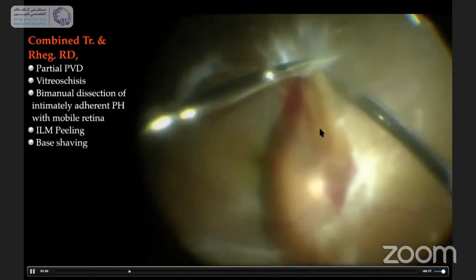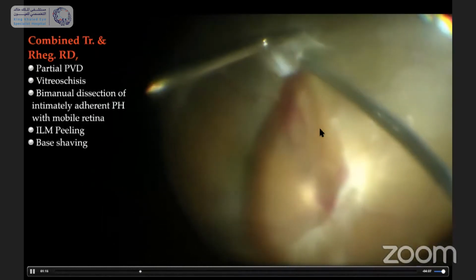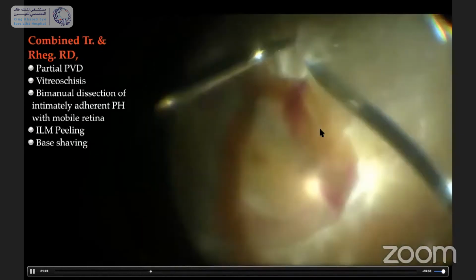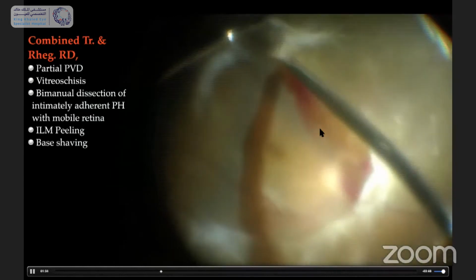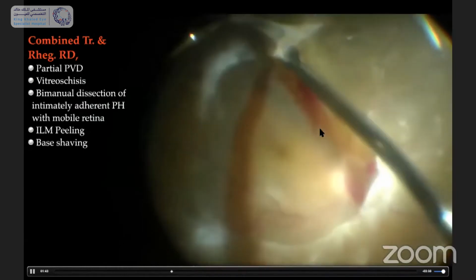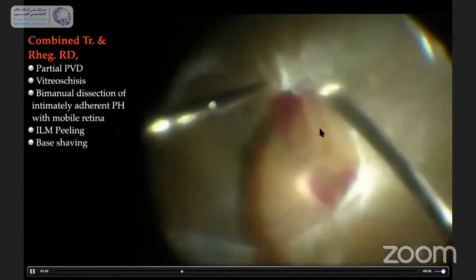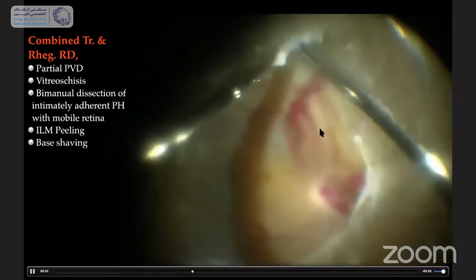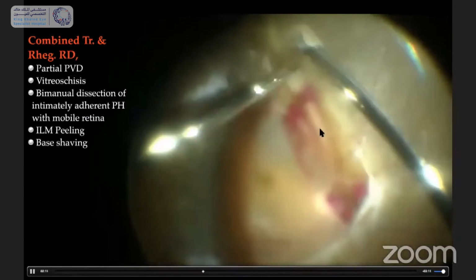Again, this is 23 gauge scissors and forceps, and using the chandelier light, the traction from the forceps is used to expose the epicenters, or put the epicenters on stretch, so that they can be cut with the scissors. And you have to take care that vitreous schisis is a common feature in these eyes. So you have to find the correct plane.